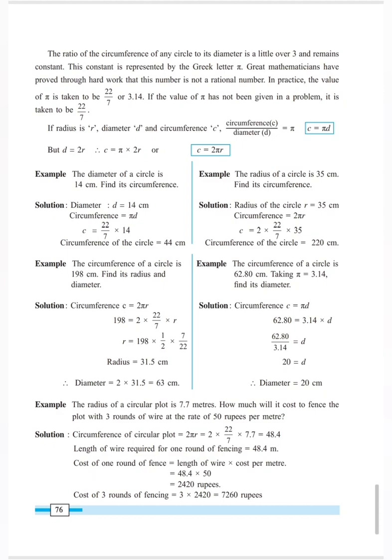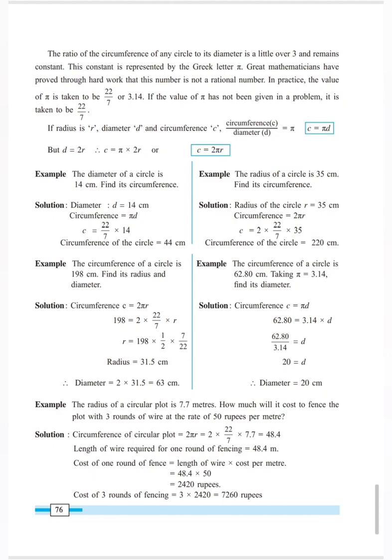Clear? Let's solve the first example. The diameter of a circle is 14 centimeter. Find its circumference. We are given the value of diameter and we are asked to find out the value of circumference. Simple, circumference C is equal to pi d. Value of pi is equal to 22 upon 7.